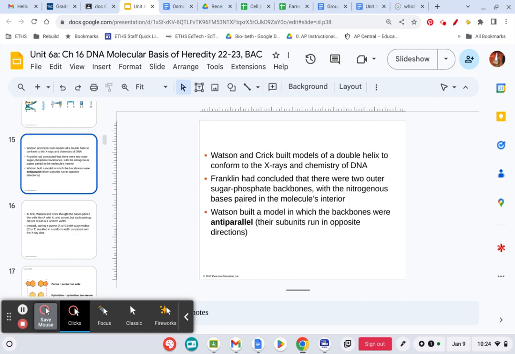So Watson and Crick built models of the DNA double helix that conformed to the X-rays that Franklin did and the chemistry that Chargaff said. A pairs with T, and it's got to be this wide. Franklin concluded that there were 2 outer sugar phosphate backbones. We know this already, but they didn't know it back then. Sugar phosphate, and that the interior of the molecule was nitrogenous bases.